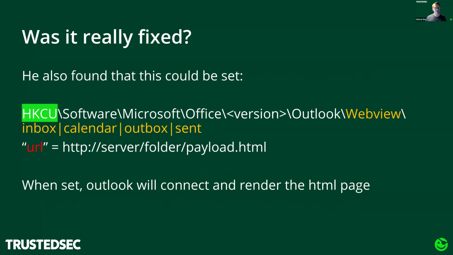But the most interesting part was that he found you could also add WebView and then a folder as a key, and then add the value of URL and point that to an HTML page, either on the local disk or an external server, and it would actually render that as part of how it was before. Meaning that you could basically manipulate the Outlook fat client by just setting this registry key.